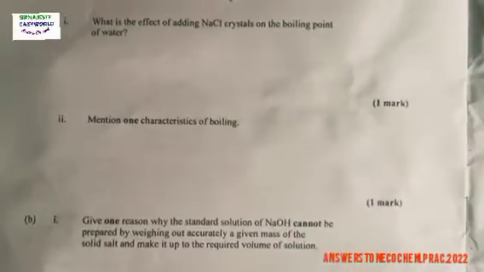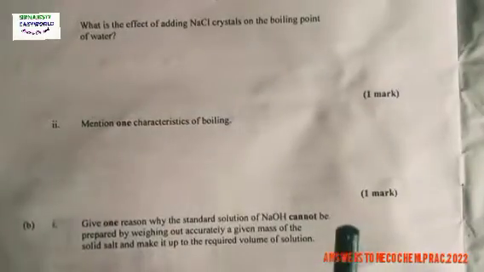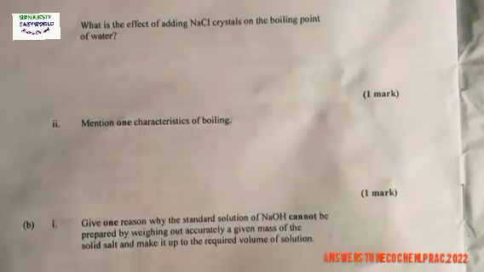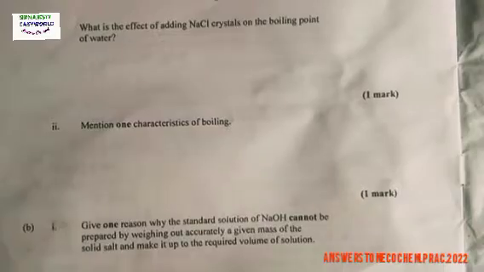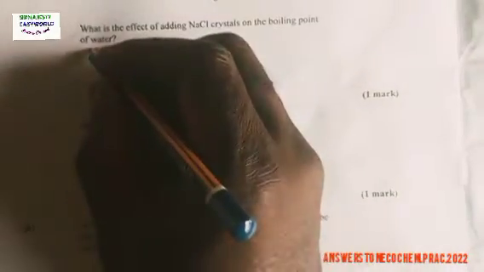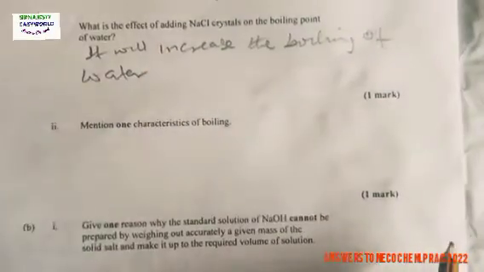We move quickly also to the other question, number 3, random chemistry question. So over here, they said, what is the effect of adding sodium chloride crystal on the boiling point of water? The effect is that it will increase the boiling point, it will elevate the boiling point of water. This is what we call colligative properties.